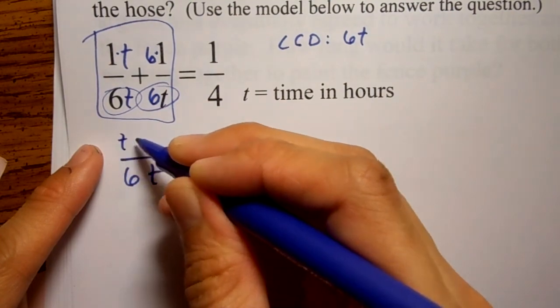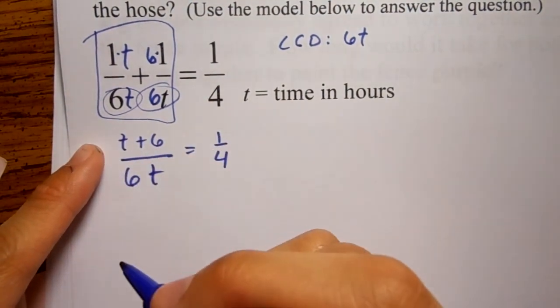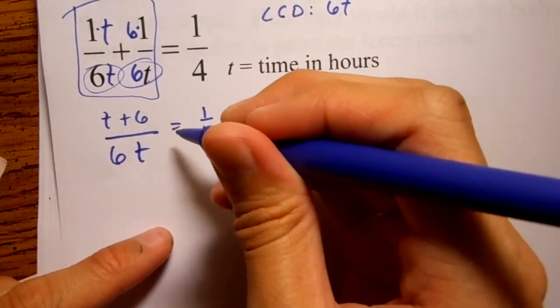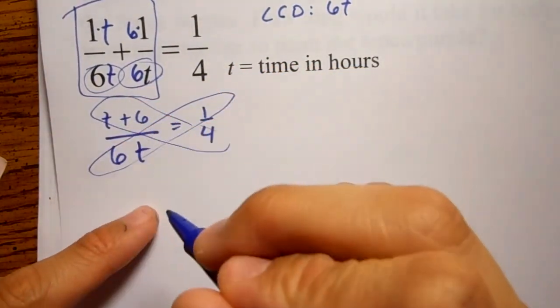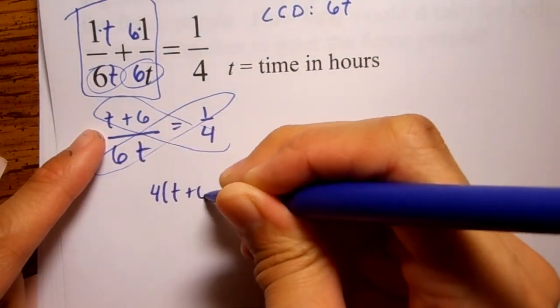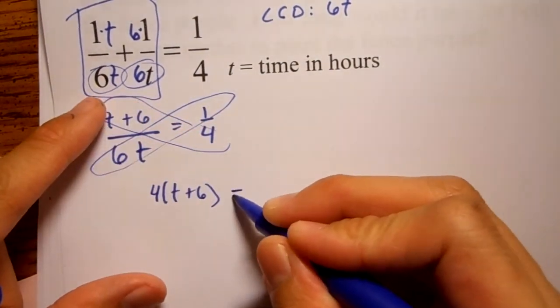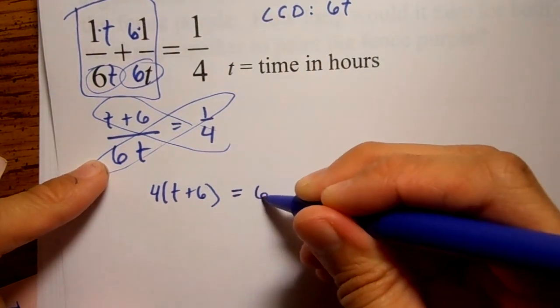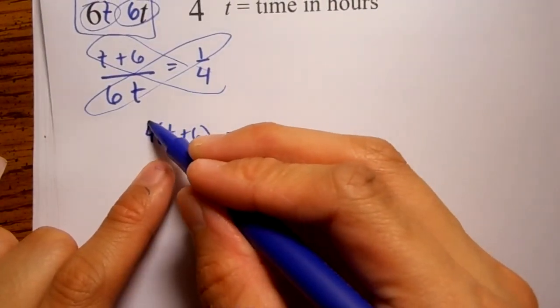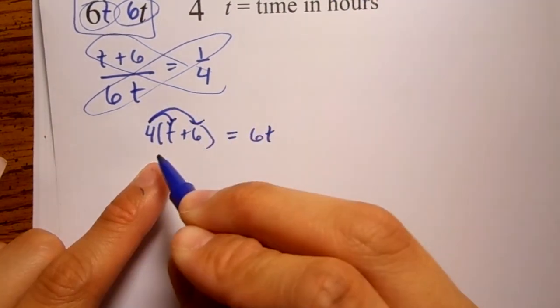Well, that's just t plus 6 because those aren't like terms and we don't know what t is. So now we have a fraction equal to another fraction. You can cross multiply. Remember, that's our ultimate goal. I have 4 times t plus 6, the diagonals, equal to the other diagonal, 6t times 1, that's just 6t. So let's simplify this by distributing on the left side.